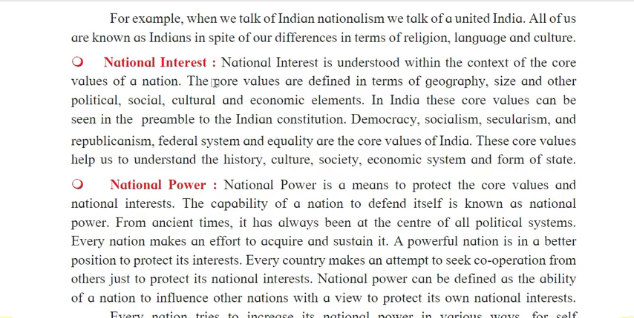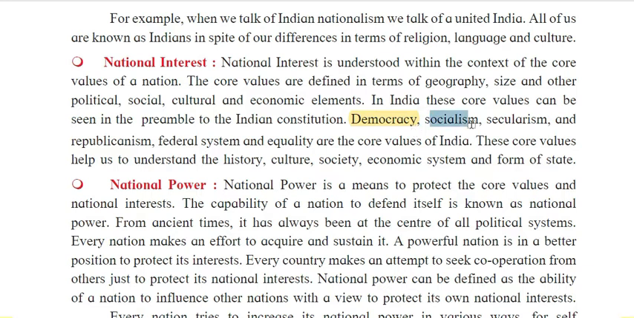So all these values: democracy, socialism, secularism, republicanism, federal system, and equality, which are mentioned in the preamble of our Indian Constitution, give us the idea about the national interest. So here it is a democracy. The democratic value, we believe in election, we believe in the decision by coming all people together or by sending our representative to the decision making body.